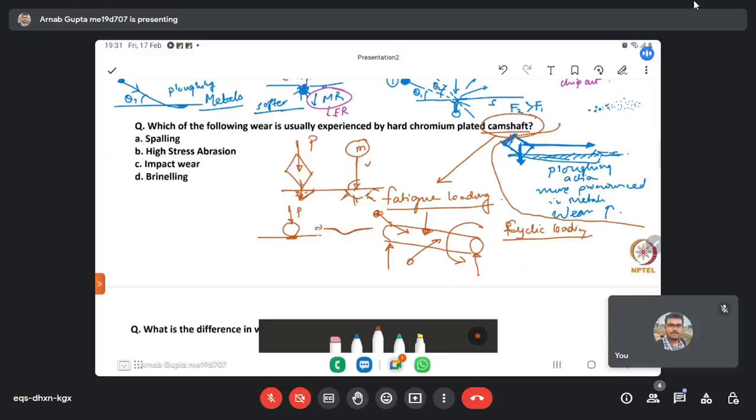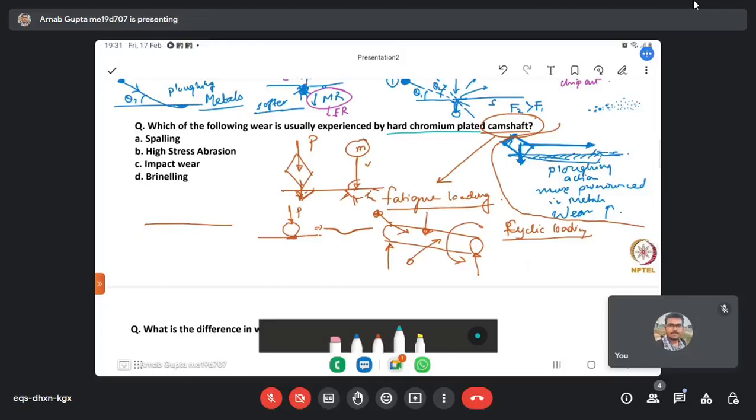In none of the cases we saw that a cyclic loading condition is there. However, in case of spalling, what we see shown here is that it is being mentioned here. It is a hard chromium plated camshaft. Okay. Generally, it is done through electroplating.